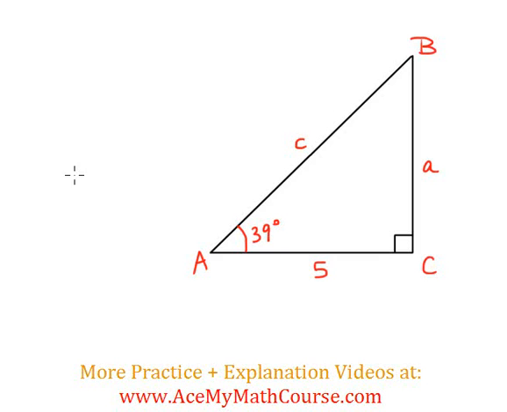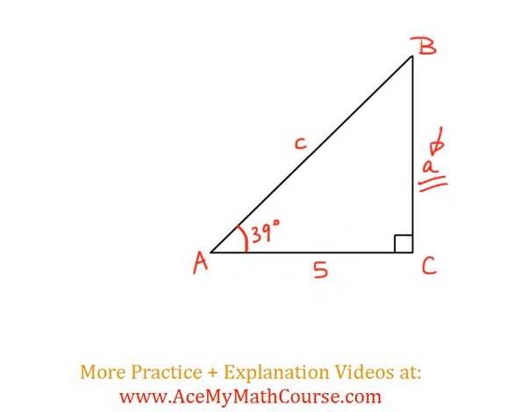Good day. Solve the right triangle that we have here. So we're only given these two pieces of information here. We know the measure of angle A. Angle A measures 39 degrees, and we know the measure of side AC, which we can also call side little b, measures 5. So I will use, I believe, the tangent ratio to determine the measure of side little a.